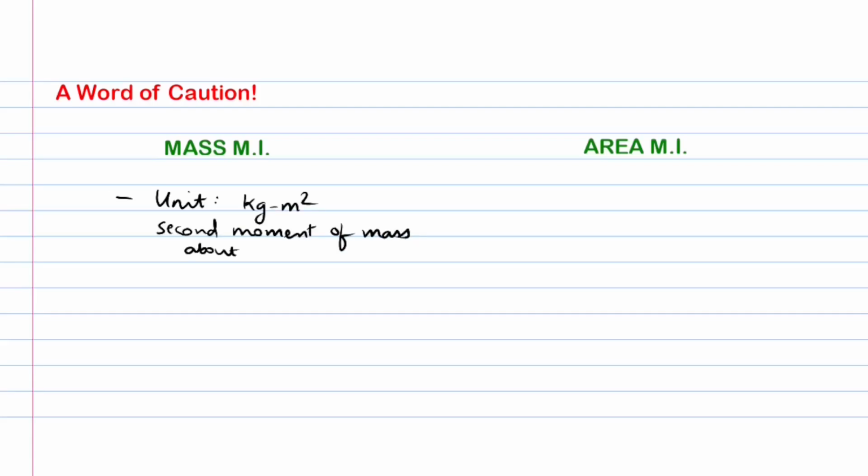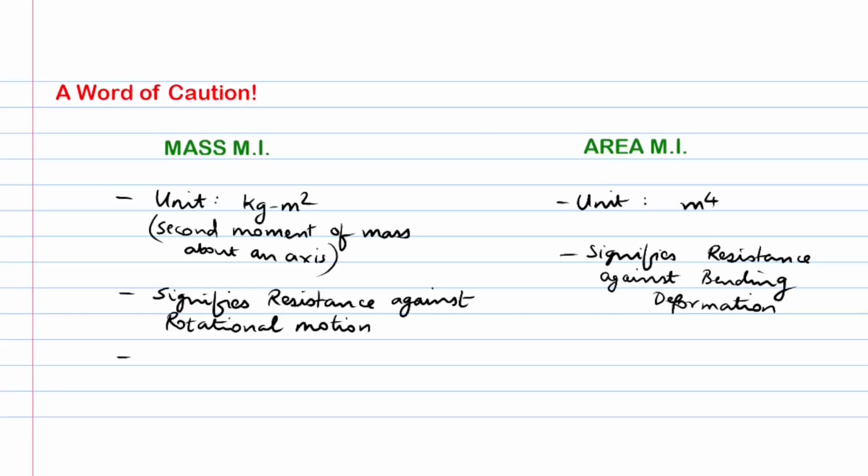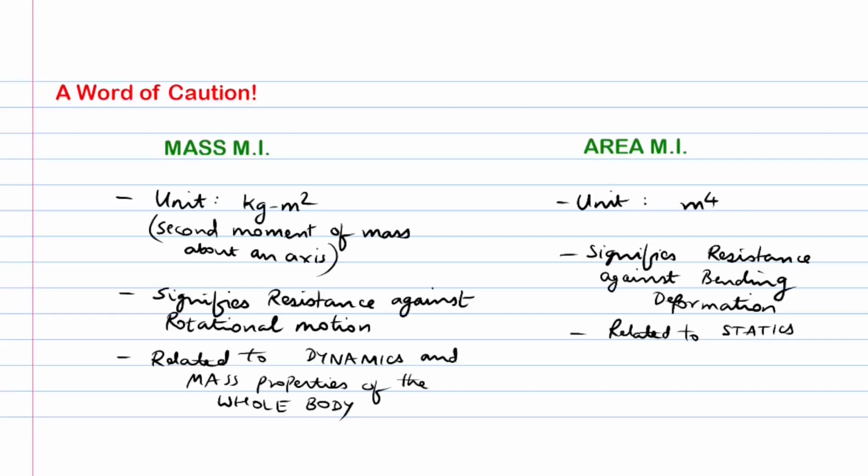A word of caution. Note that there is another moment of inertia that we encounter in mechanical studies, which is defined specifically as the mass moment of inertia, the unit of which is kilogram meter square and signifies resistance to rotational motion due to the inertia effects. While the area moment of inertia is related to statics and the area properties of the beam cross-section, the mass moment of inertia is related to dynamics and the mass properties of the whole body. The same symbol, that is capital I, is used for both these types in many text and reference books though.